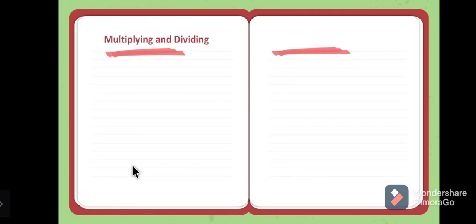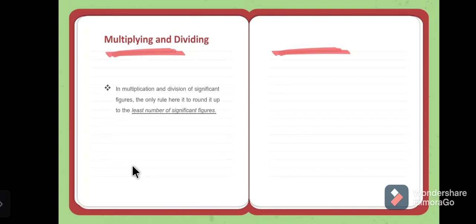For multiplying and dividing significant figures. In multiplication and division of significant figures, the only rule here is to round it to the least number of significant figures. For example, 4.57 times 6.2 leads to the answer of 28.334. Since the least number of significant figures in the given is 6.2, the final answer will be 28, with two significant figures.